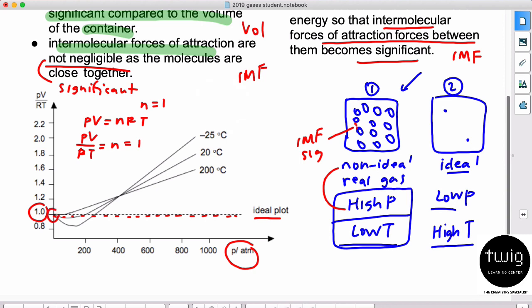So when it comes back to 1 at low pressure, when it comes back to 1, it's ideal. Make sense? So at high pressure, it deviates. It's like going higher, right? Okay, how about temperature?